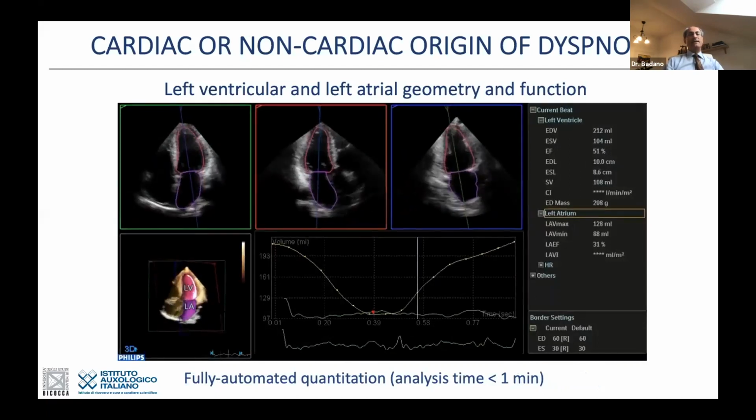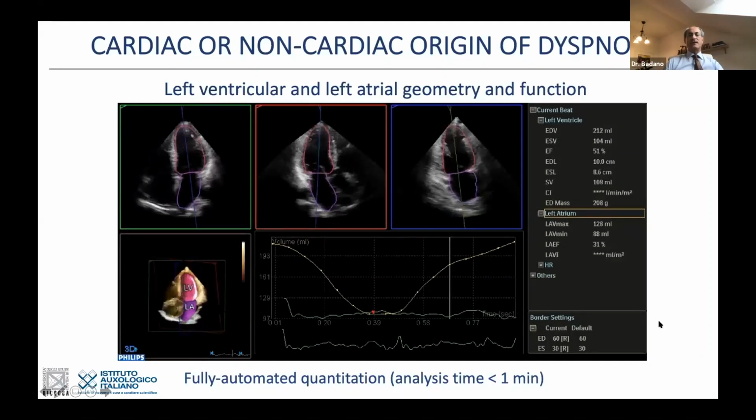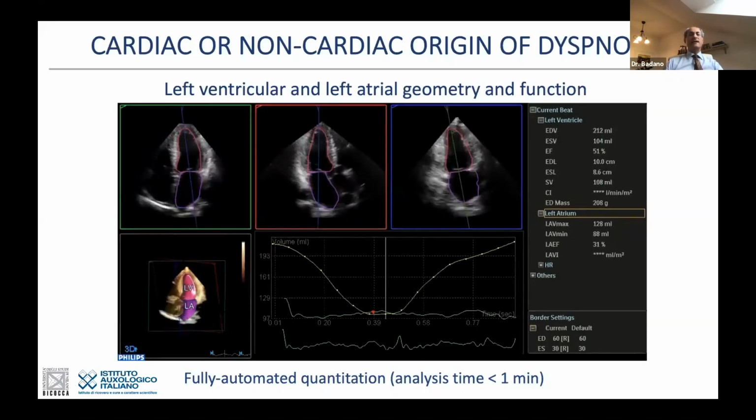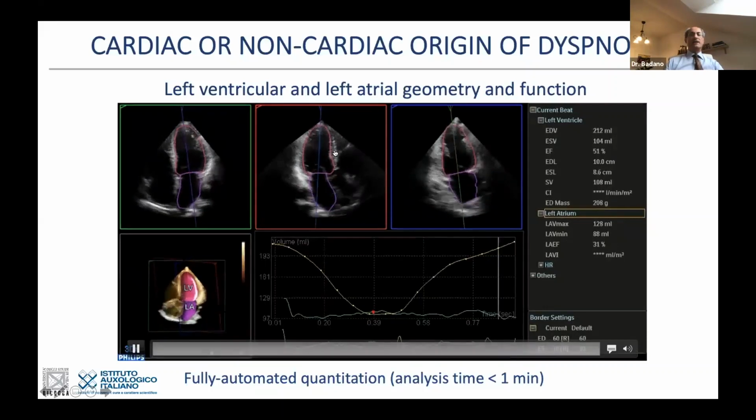And when you have the data set, you can immediately start with the quantification that also in this case is fully automated. What we have to do is just to set the sensitivity of the border setting, but this should be done just once when you set up your echo machine, and then you leave it for all the patients. We use the recommended setting of 60 for the end diastolic contour and 30 for the end systolic contour. Then you just press a button, and in a few seconds, actually less than 1 minute, the machine is able to make the contour of the endocardial and the epicardial border of the left ventricle, as well as the endocardial border of the left atrium.